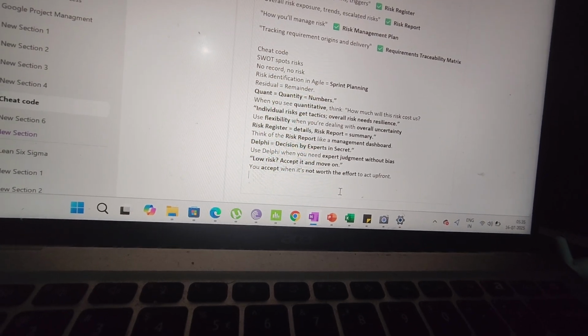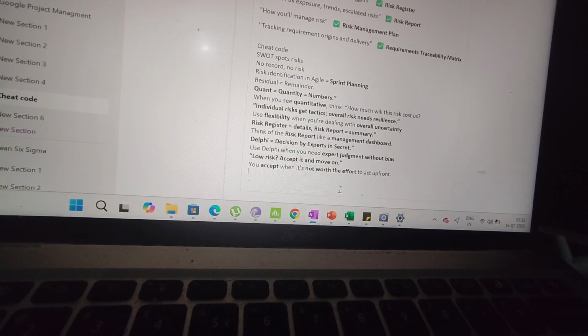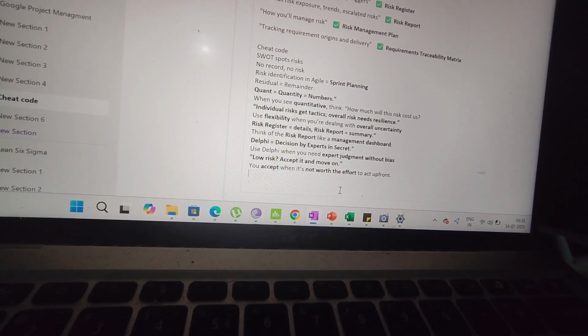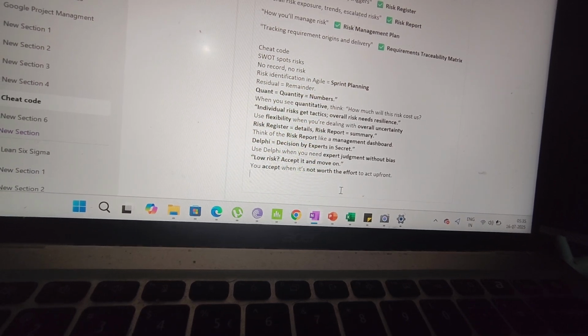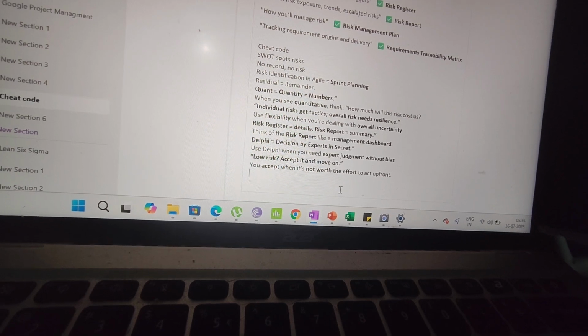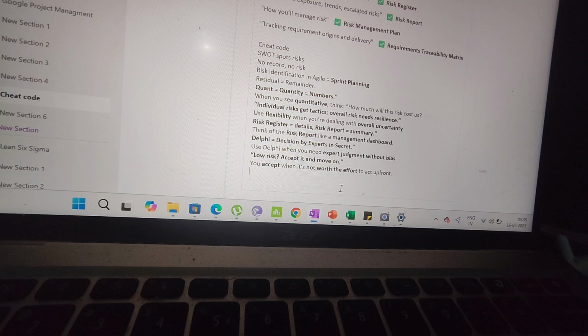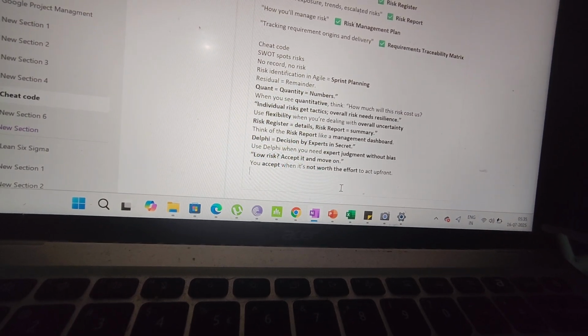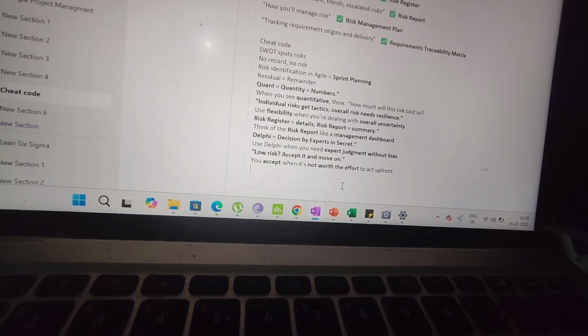The first cheat code that I prepared for the risk management topic is SWOT risk. One of the techniques by which you can identify risk is called SWOT, which means strength, weakness, opportunity, threat. That is the best technique by which you can identify the risk.